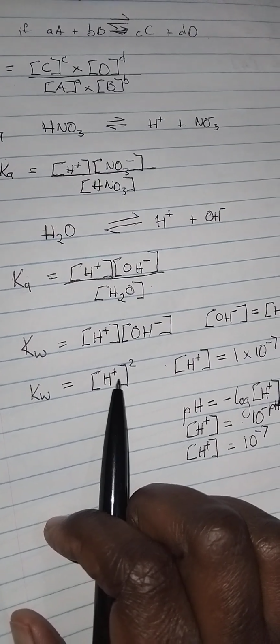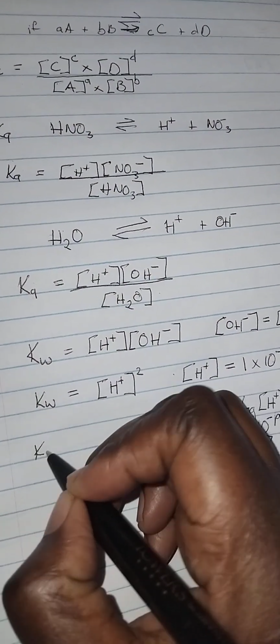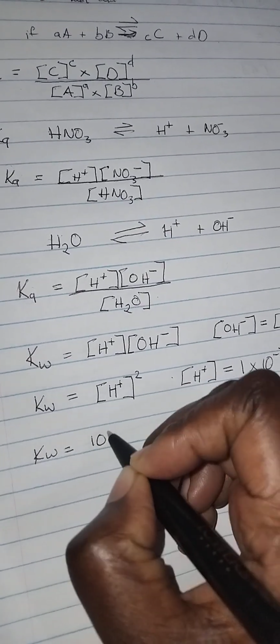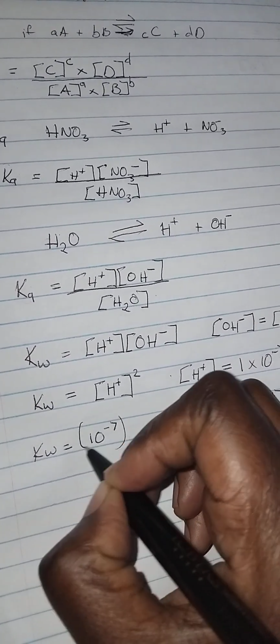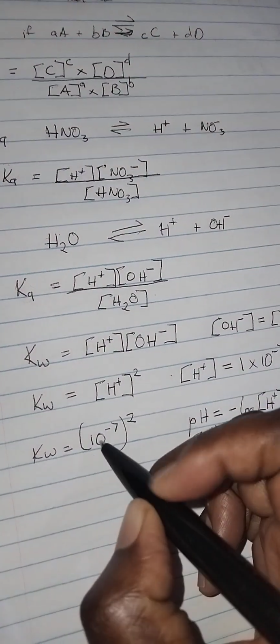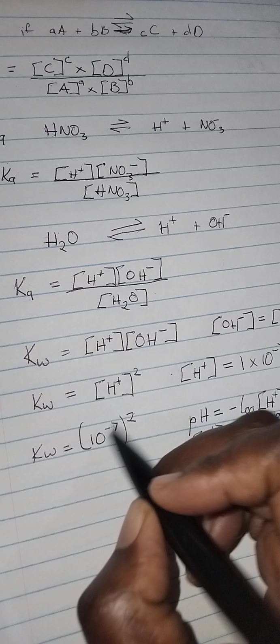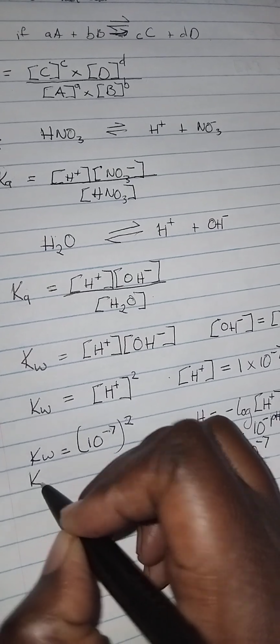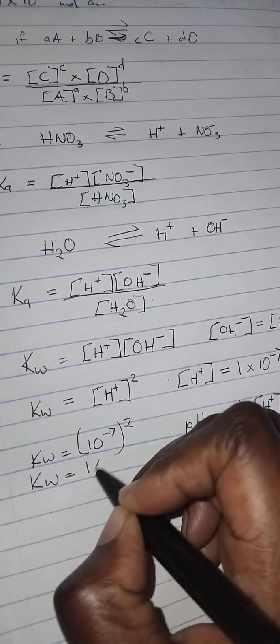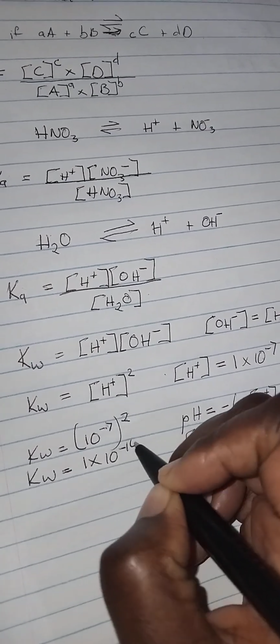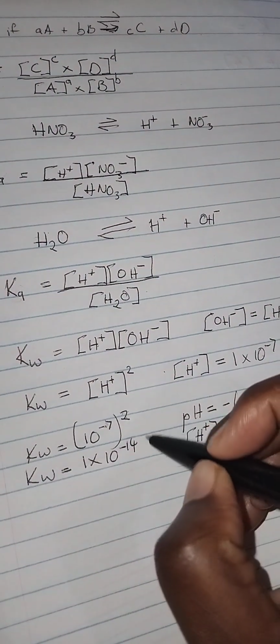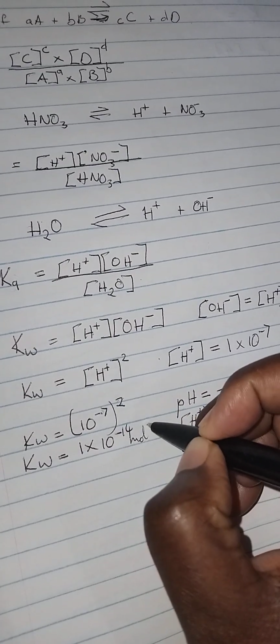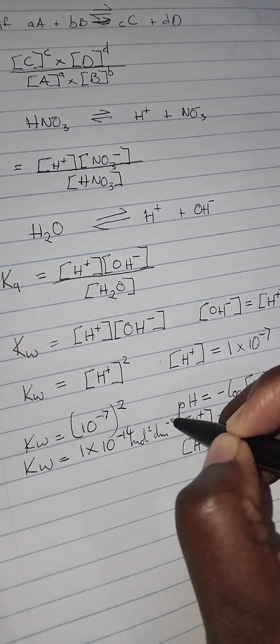So if our Kw is equal to that squared, we know that Kw is equal to 10 to the power minus 7, squared. And we know from rules of indices, we multiply minus 7 by 2, and we know that Kw is equal to 1 times 10 to the minus 14. Because we're multiplying there, we say mole squared dm to the minus 6. And that's how you do it.